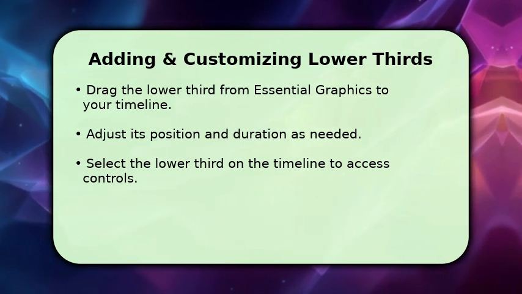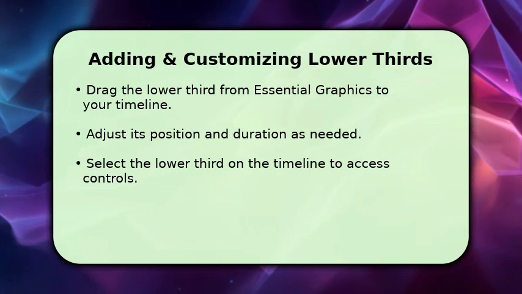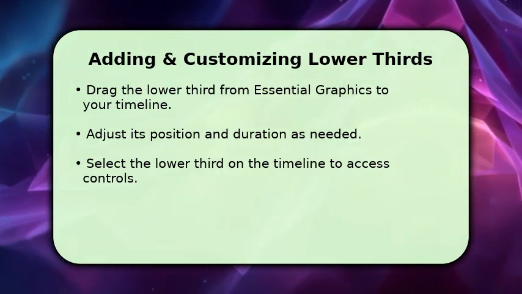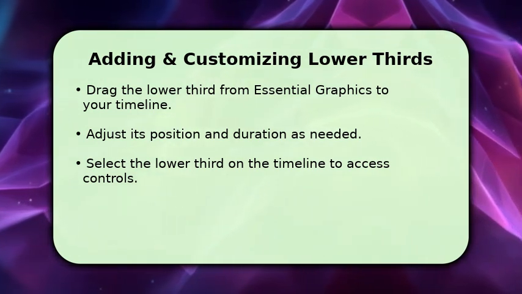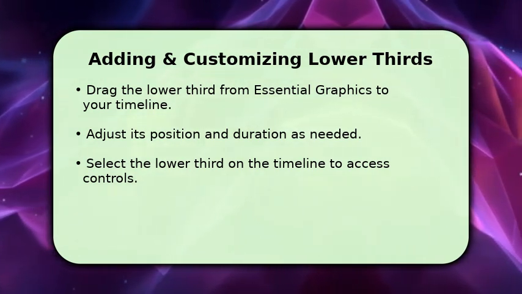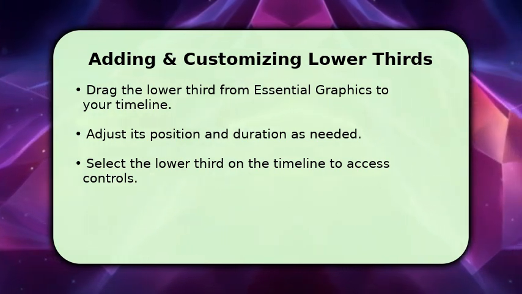Simply drag and drop it onto your video track in the timeline. You can easily adjust its duration by dragging the edges. With the lower third selected, the Essential Graphics panel displays its customizable properties. Here, you can change the text, select different fonts, and modify colors to match your brand, all with just a few clicks.